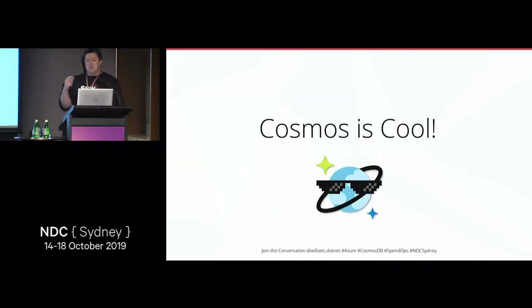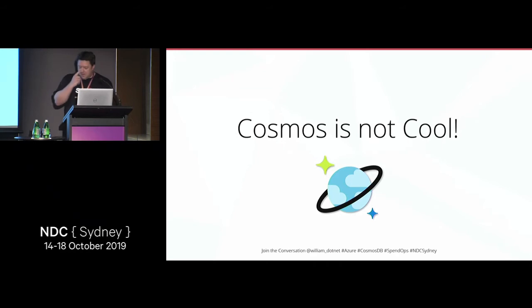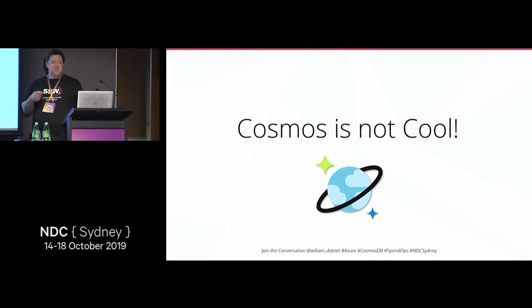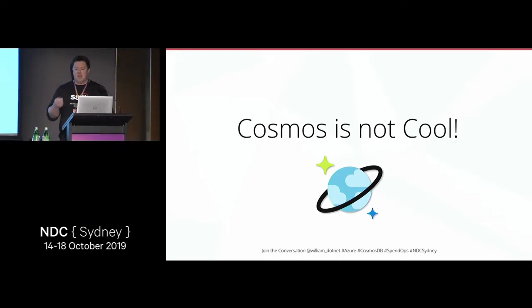So Cosmos DB is pretty cool. It's a globally distributed database, it's fast, it's always available, and it's so flexible, I can just start writing an app and get out of the door pretty quickly. But it's not very cool because I've been burnt a few times, just accidentally spent too much money, and I don't really know why.